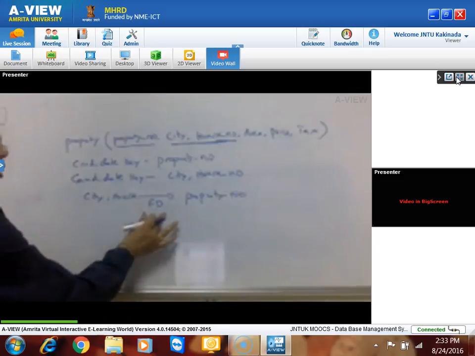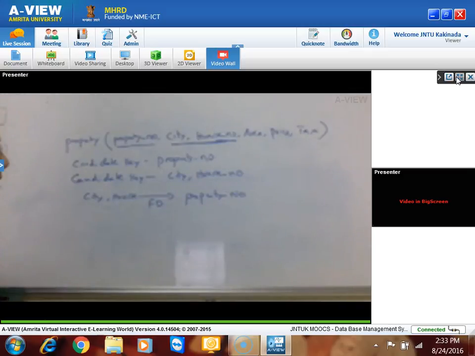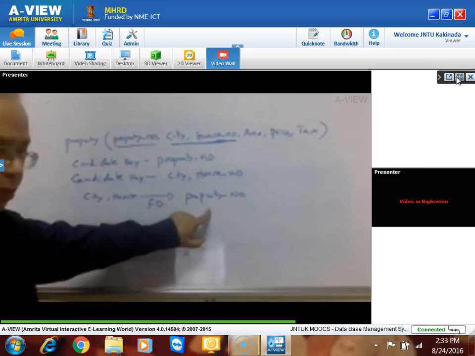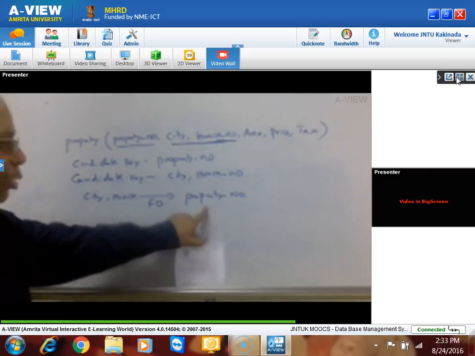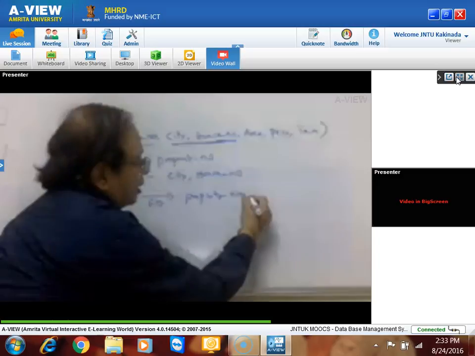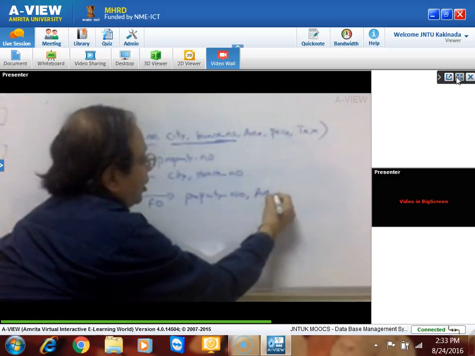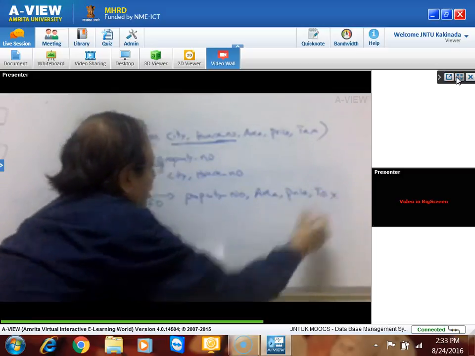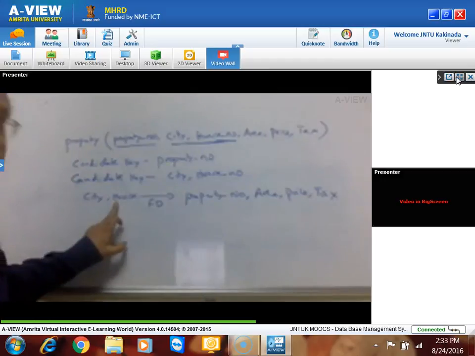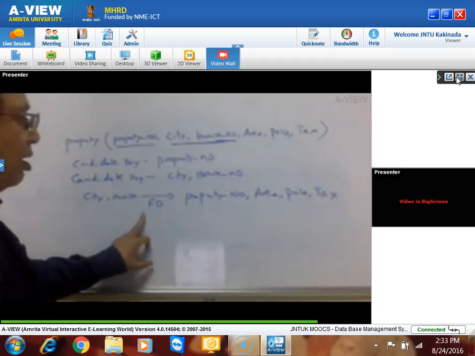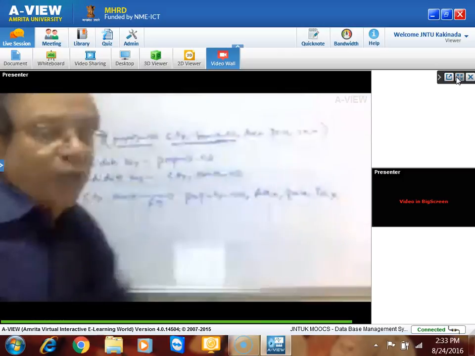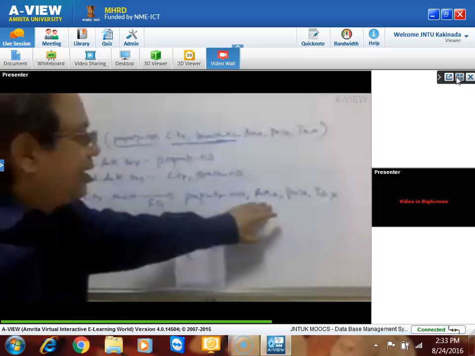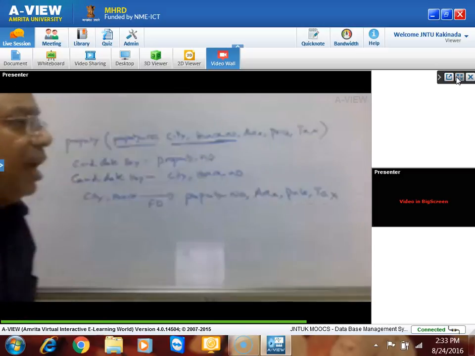Given these two, they functionally determine the property number. If two tuples agree on city and house number, they have to agree on the property number. Not only the property number, they also have to agree on the area, price, and tax. It means that city and house number functionally determine all these other attribute values: property number, area, price, and tax.